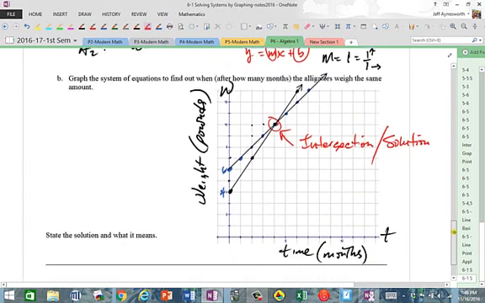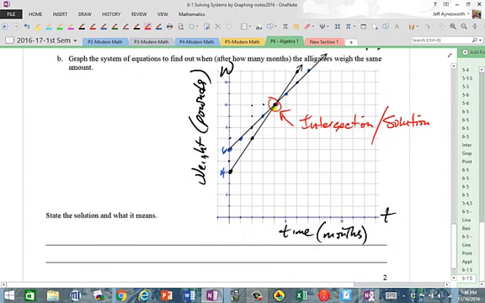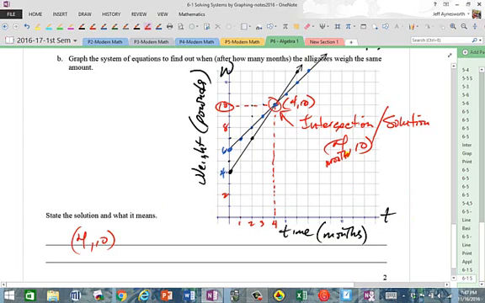All right, so let's take a look at that. Let's go down. Right here, that's 4. 1, 2, 3, 4. And this is 2, 4, 6, 8, 10. So this right here is 4 comma 10. What in the world does that mean? This is the solution, 4 comma 10. Well, this is the time in months, and this is the weight.